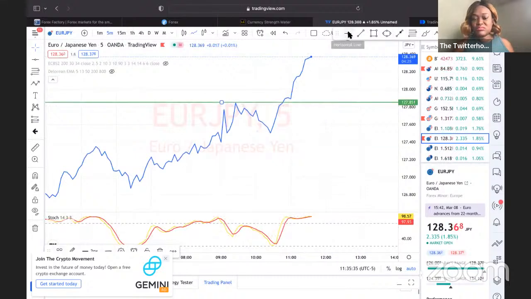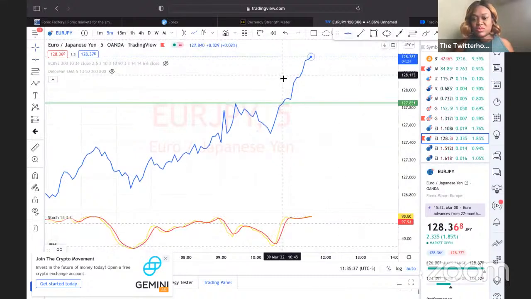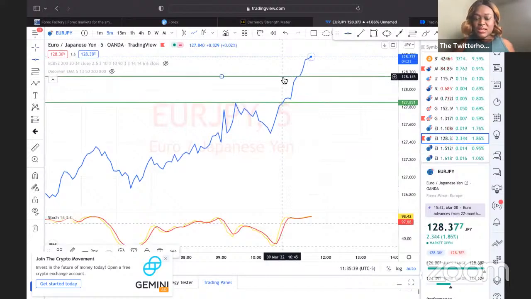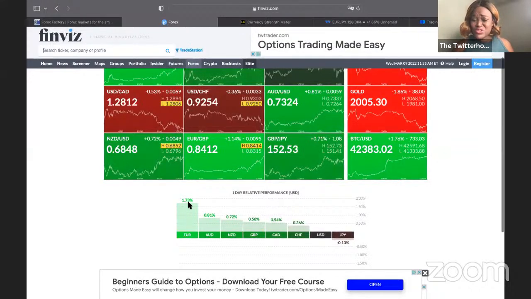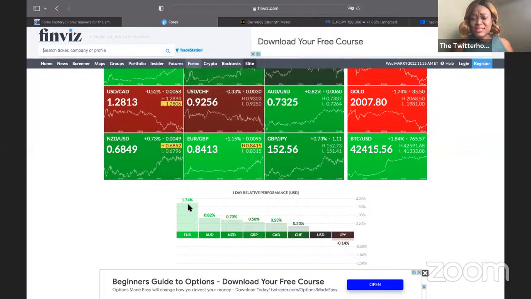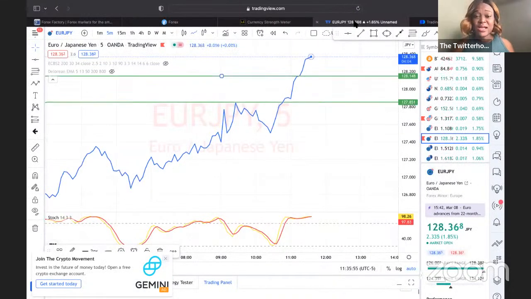Now, will it? Like this market, the euro is so strong. It's 1.74%. It is so strong that I don't know if it will come back. But guess what? I have to wait for it to come back. And if it never comes back, then I just will not be getting in. And that's the part of trading that people struggle with the most. I know that I've had my struggles with it.